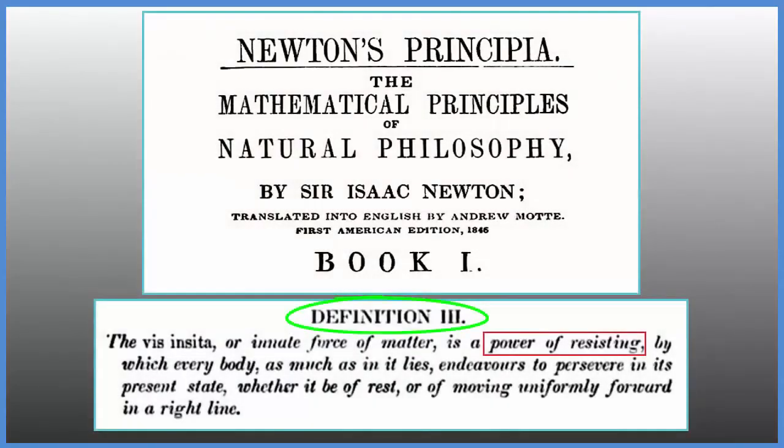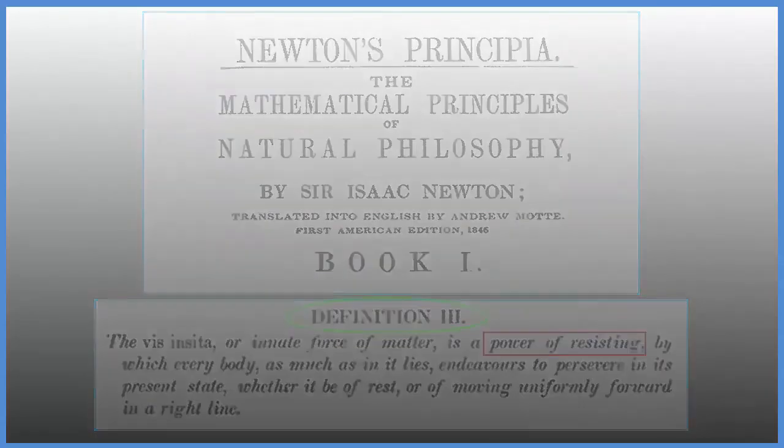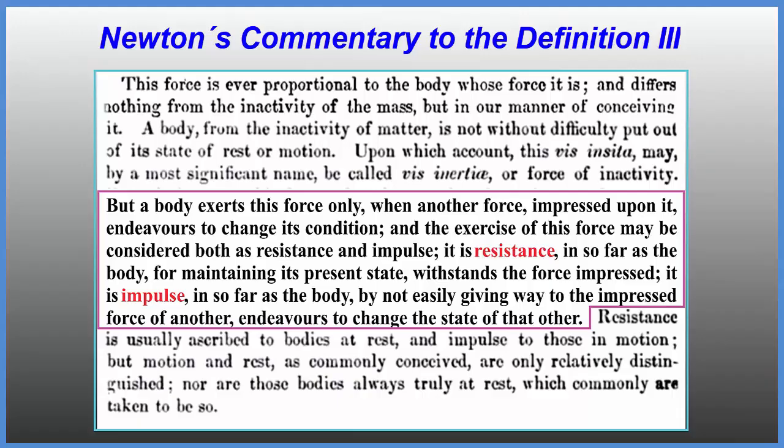Newton described inertia, and made a commentary about how inertia is manifested when two bodies are in interaction, in definition 3 of Book 1 of the Principia. Inertia is defined by Newton as a power of resisting, by which every body, as much as in it lies, endeavors to persevere in its present state, whether it be of rest, or of moving uniformly forward in a right line. In the commentary to this definition 3, when describing how inertia is manifested, Newton wrote the following.